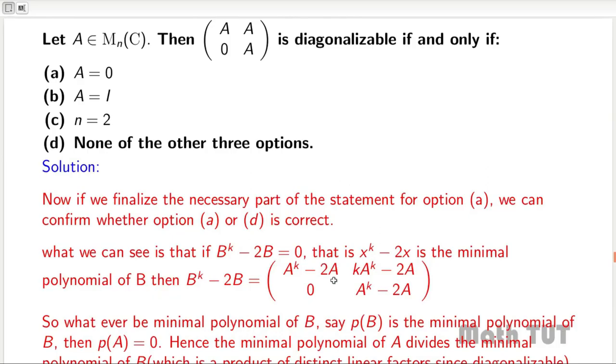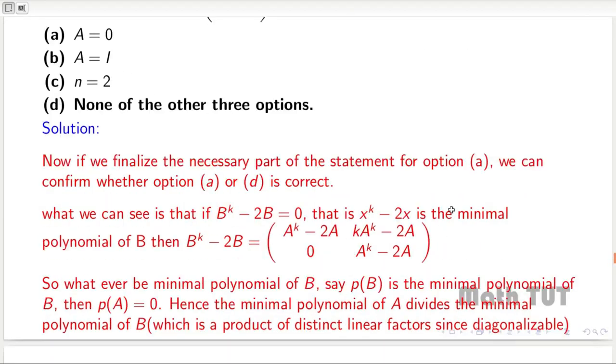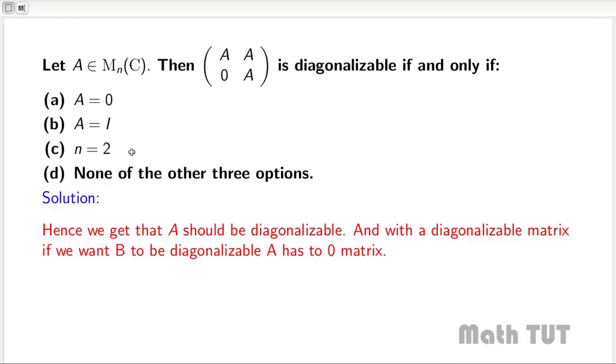But our option is not that. We have to show whether A is 0 or not. So that is what we have to prove here. So now we want to show that A should be, like, we already got that A is a diagonalizable matrix, and if we want this B matrix to be diagonalizable, I think A must be 0.